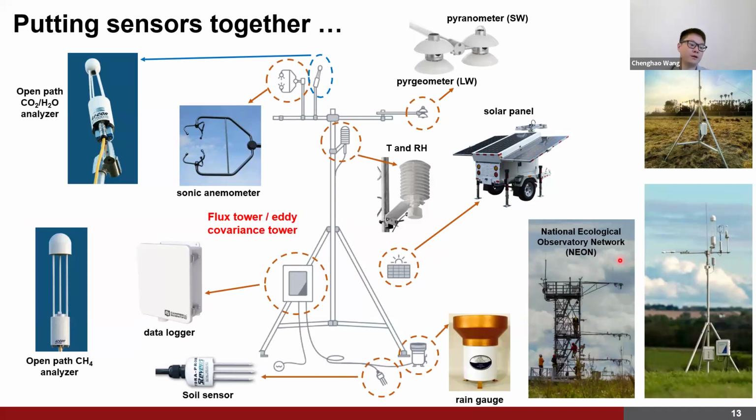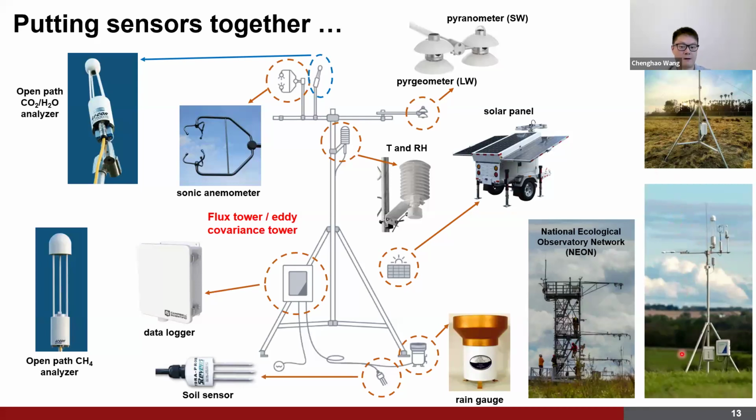So in the field, we must put all these sensors together. This is a typical setup of a flux tower in the field. Of course, we need to put everything on a tripod or a flux tower. This is something NEON has. We have this steel or metal structure, and we can put multiple layers of sensors on top of that.